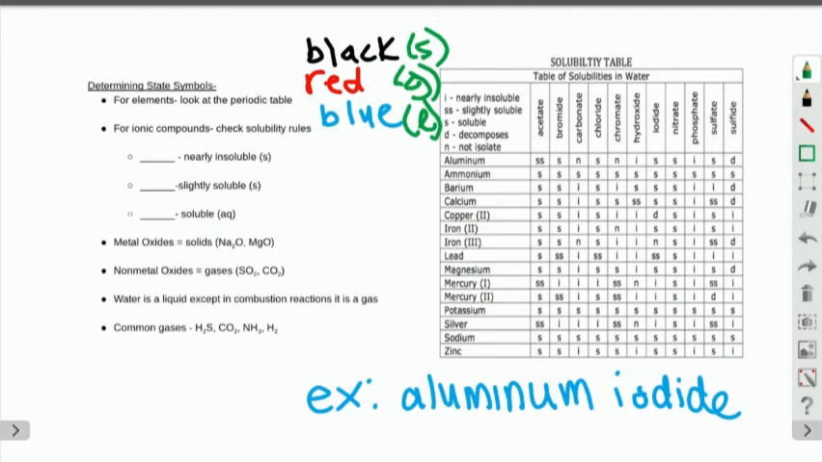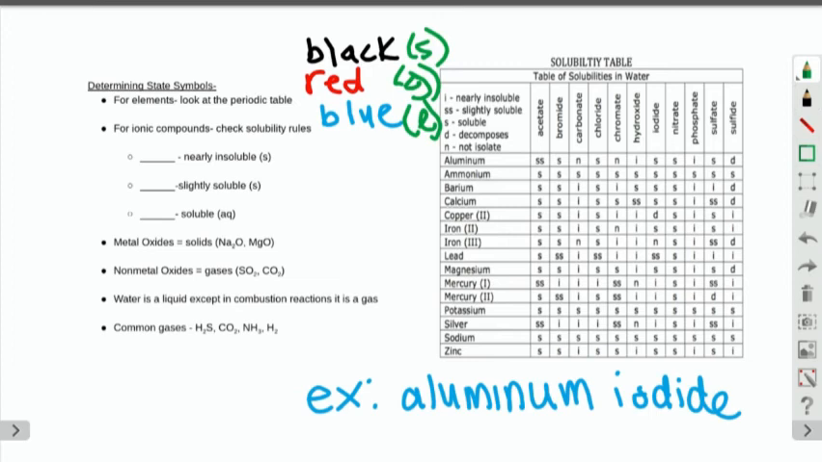And we did this throughout the year already because I made you look at the periodic table to see if something was a solid, liquid, or a gas. And you would always see that the noble gases were in red, the solids, all the metals were in black, and then the two liquids, bromine and mercury, were in blue.